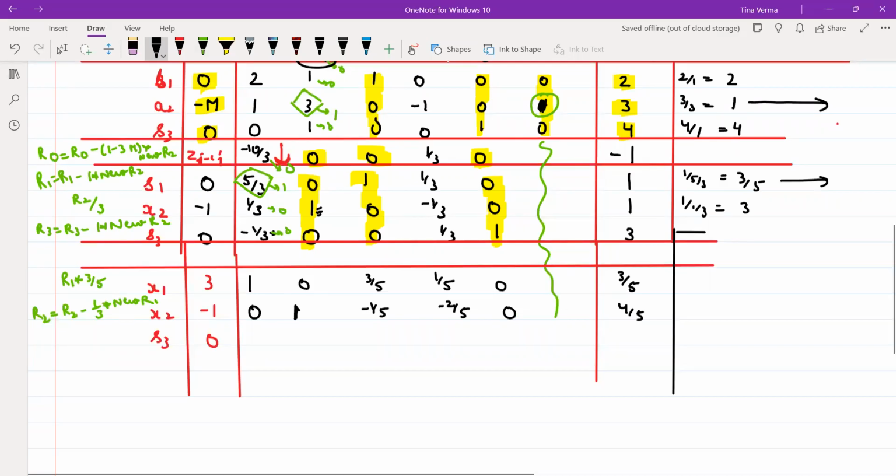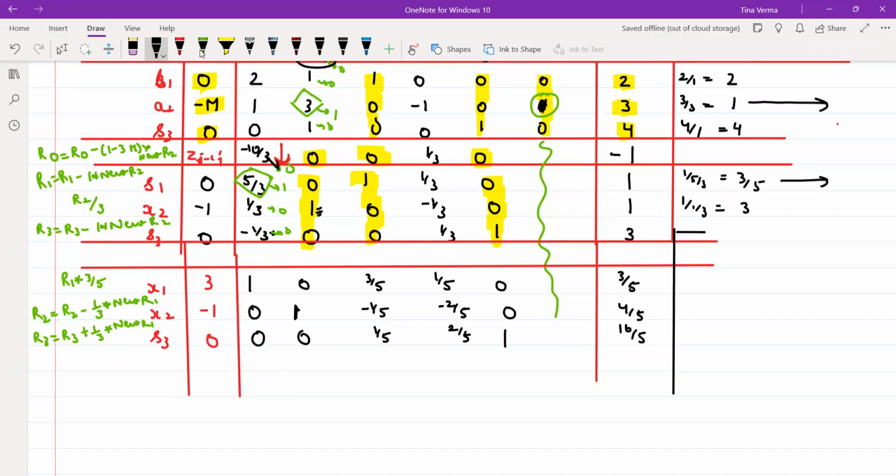I have to make this element as 0. So I can apply the operation on R3. That R3 will be my R3 plus 1 by 3 times my new R1. So this entry will become 0, 0, 1 by 5, 2 by 5, 1, 16 by 5.